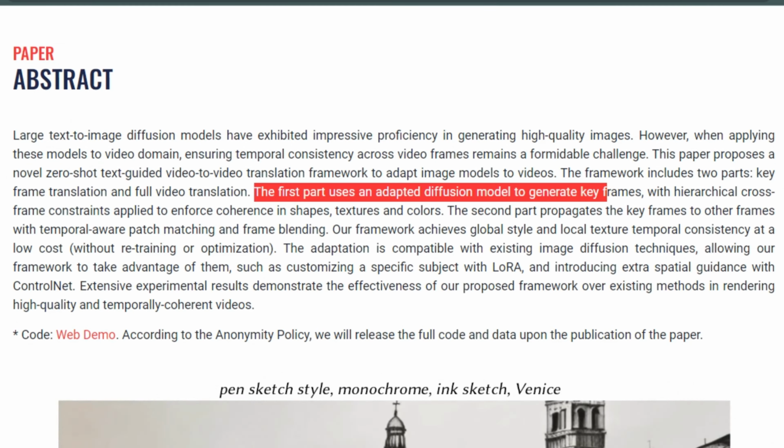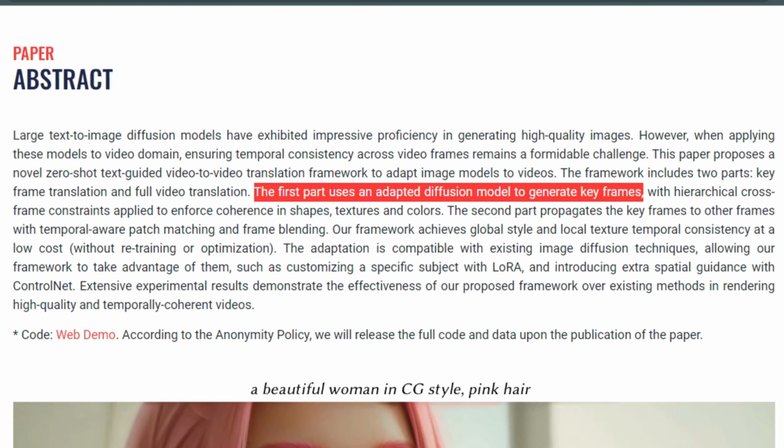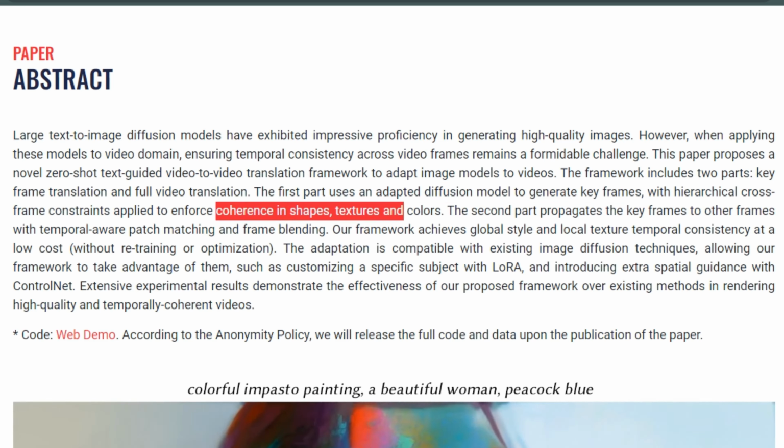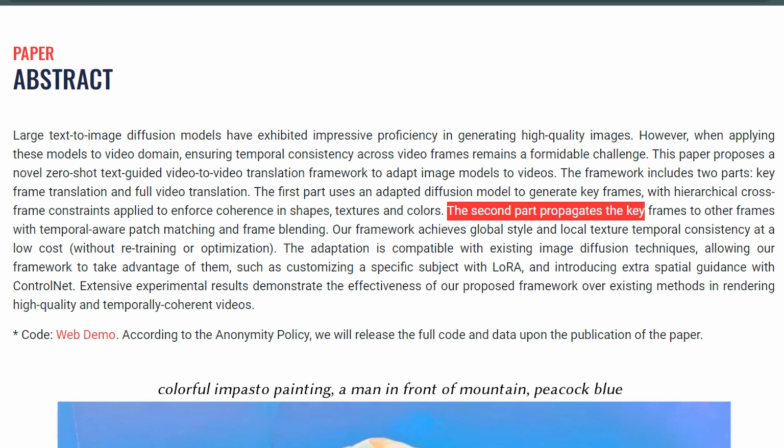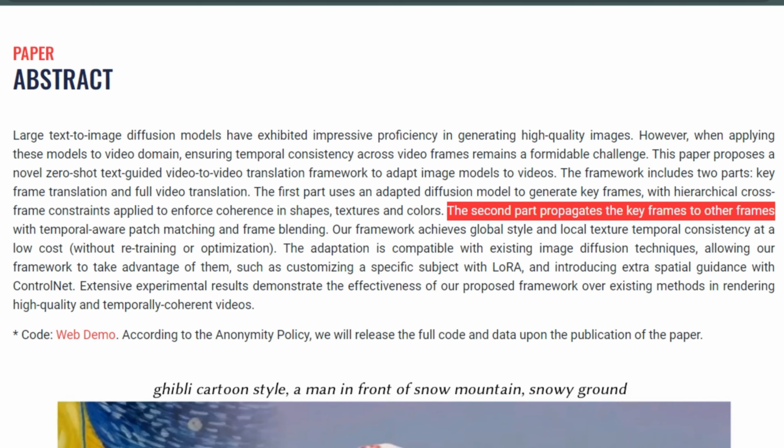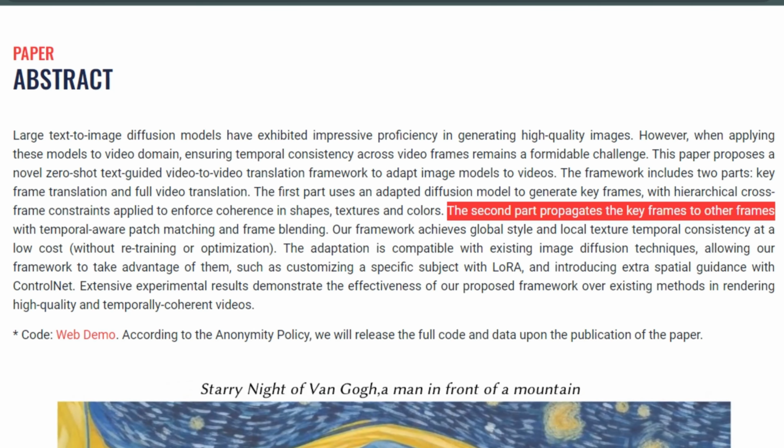So the working is simple. First, it generates keyframes using stable diffusion model and forces it to keep shape, texture and colors the same. Then it propagates the keyframe to other frames. I know this is an oversimplification, but this is the simplest way to understand this model.